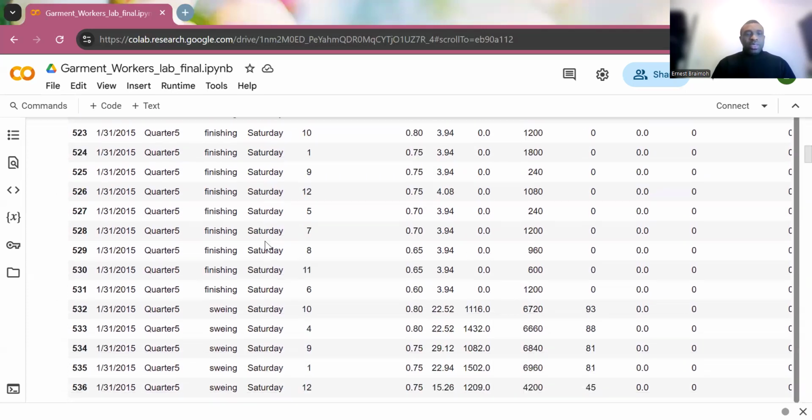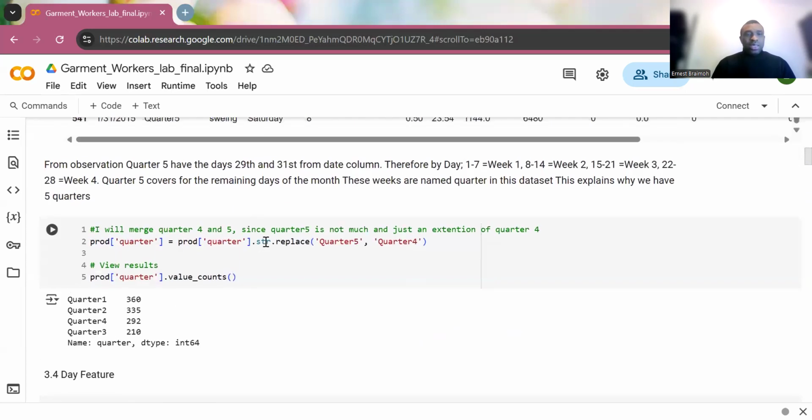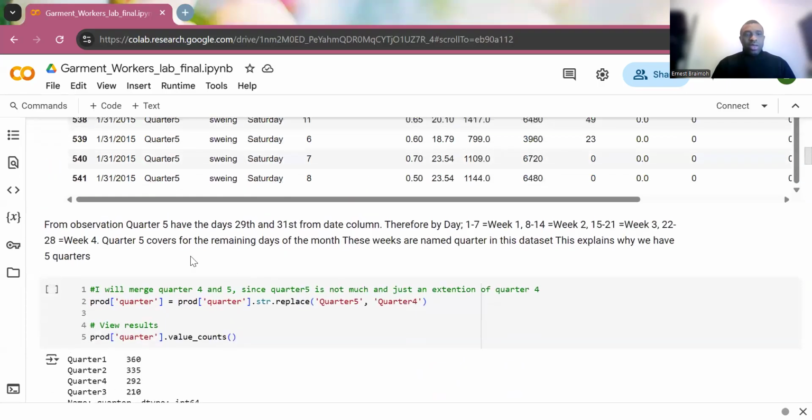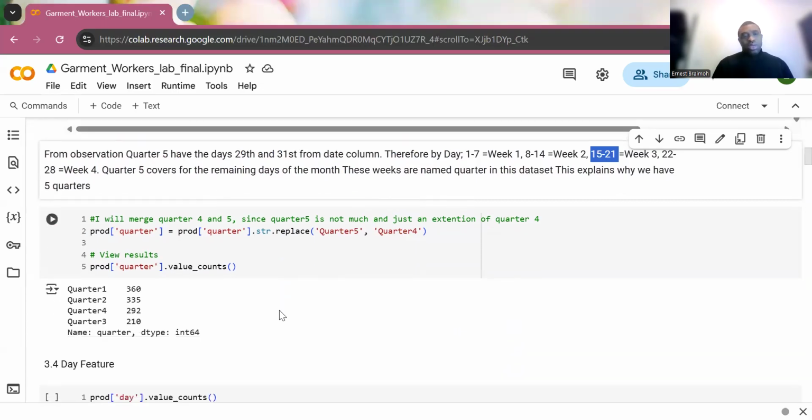I did my findings and I discovered that quarter five was actually the remaining part of the month. So we have the first to seventh, 8 to 14, 15 to 21 for the third week, and anything beyond 28 was named quarter five. So what I decided to do was put quarter five and quarter four together, since it's just an offshoot of the fourth week.